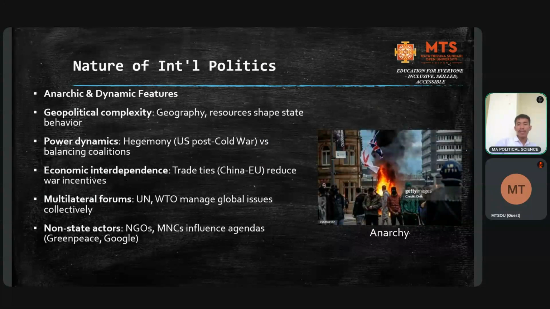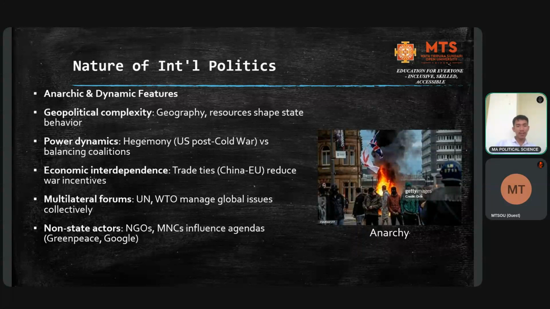As a picture, you can see anarchy means when people are doing whatever they want without caring about rules and regulations. So that is anarchy. Sometimes international politics is described as anarchy because there is no global rule that you have to accept. It is your wish. Obviously, there is the United Nations and some rules and regulations, but it is not compulsory that everybody will agree to it.